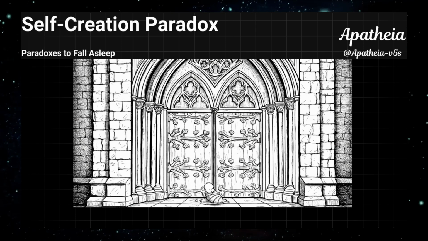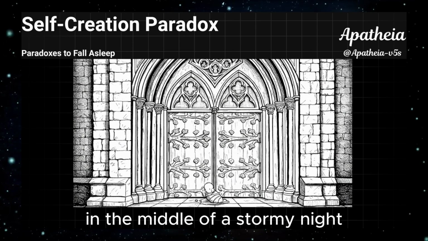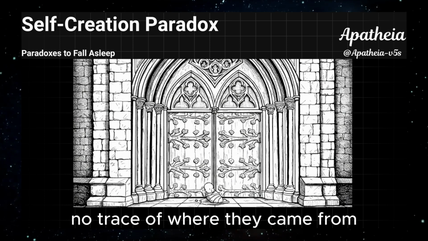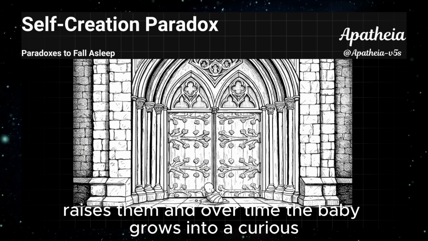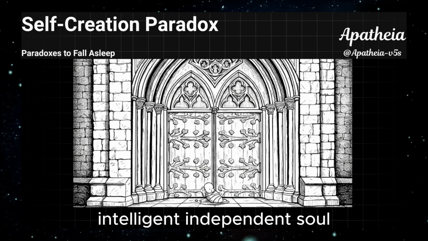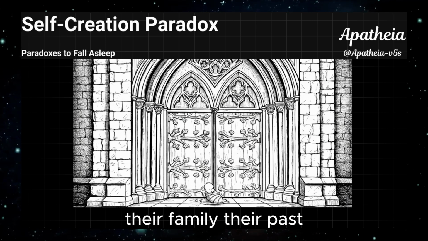Self-creation paradox. A baby is left at the doorstep of an orphanage in the middle of a stormy night. No name, no note, no trace of where they came from. The staff takes the child in, raises them, and over time the baby grows into a curious, intelligent, independent soul, always wondering about their origin, their family, their past.